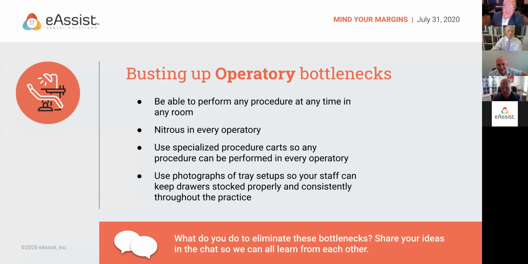Okay. Now, here's something that we run into. Do you have nitrous in every operatory? You've got to be able to perform any procedure in any operatory. Set it up that way. You got to make sure that you've got radiograph equipment in every operatory or use a Nomad hand machine and have enough of them so that it's never a bottleneck. Now that Nomads are approved and safe and an option.